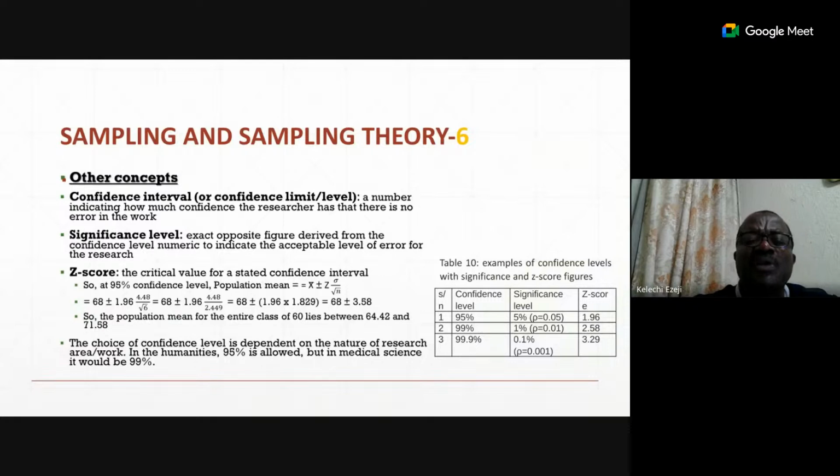different class types of research, medical research, social research, allow for certain kinds of error they will tolerate or not as you carry out your statistics. So one of those concepts that come into play is what is called confidence level. And confidence level is simply a number indicating how much confidence the researcher has that there is no error in the work.